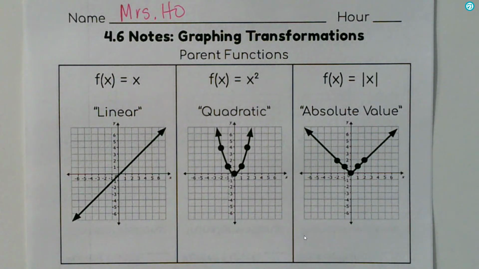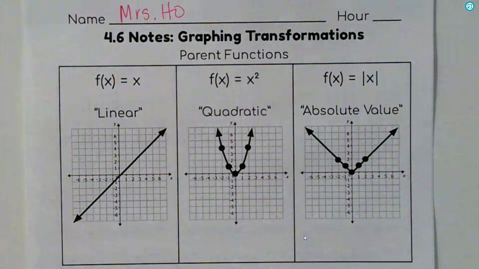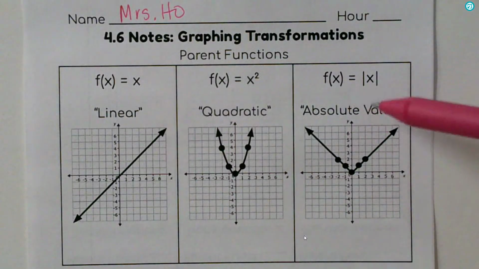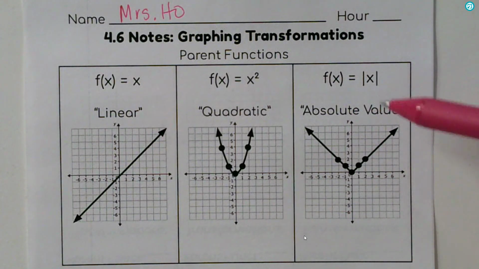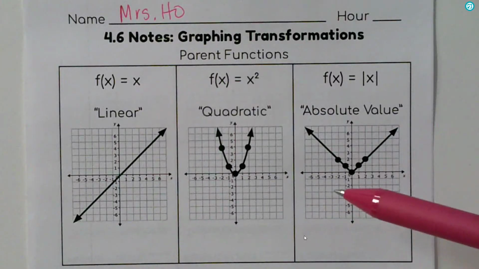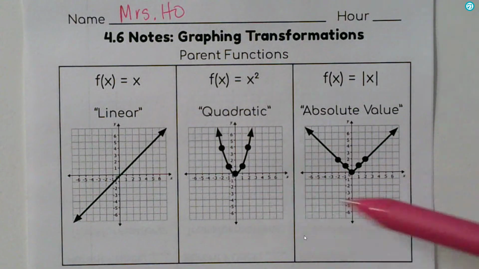This is a quadratic function. A quadratic function is a function that is x squared. So something squared, something multiplied by itself. This is an absolute value function. We did absolute value equations first semester. An absolute value function, it's the absolute value of x. So it's the distance from 0. So we have these 3 basic functions. We're going to worry about these 2 for today.